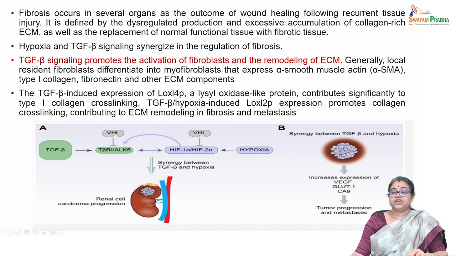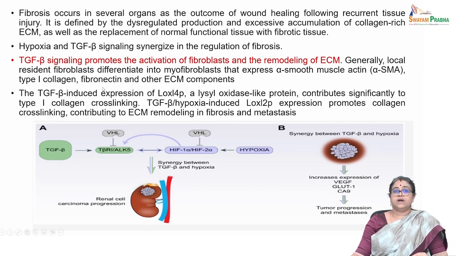So, whenever a tissue injury happens, and even initiation of cancer is considered a tissue injury, you have an excess of fibrosis. When you have excess fibrosis, it is mediated by TGF-beta, and hypoxia and TGF-beta signaling synergize in the regulation of fibrosis. TGF-beta signaling promotes activation of fibroblasts and remodeling of the ECM. Generally, the local resident fibroblasts will differentiate into myofibroblasts or cancer-associated fibroblasts that express alpha smooth muscle actin. So alpha smooth muscle actin is a marker for cancer-associated fibroblasts or myofibroblasts.